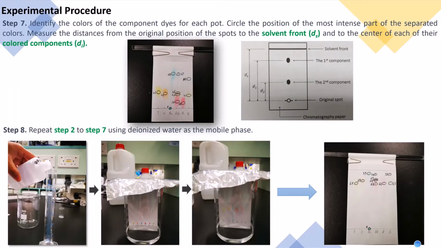Please identify the colors of the component dyes for each spot. Circle the position of the most intense part of the separated color. Measure the distances from the original positions of the spots to the solvent front and to the center of color components for each candy. Repeat step 2 to step 7 using deionized water as a mobile phase.